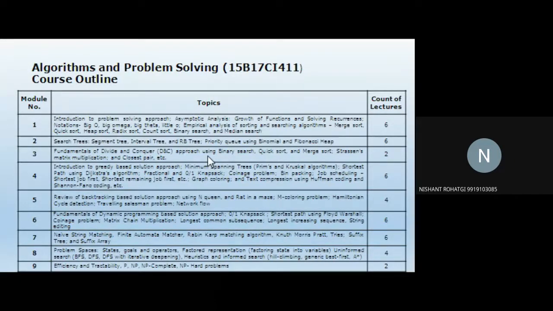Then the empirical analysis of the sorting and the search algorithms, that basically reflects the first category of problems that we solve. See, when we say algorithms and problem solving, then we ask what kind of algorithms are there and what kind of problems are there. So these various modules basically reflect the kinds of problems that we come across in the real world. The first problem that we come across is related to sorting.